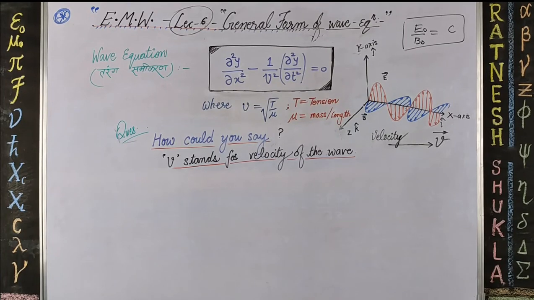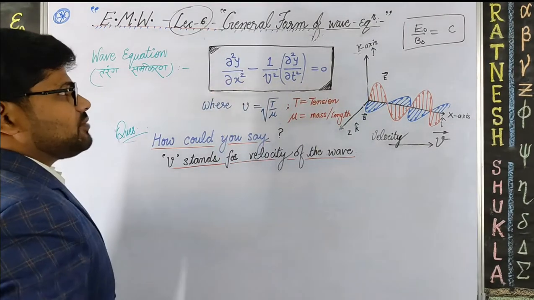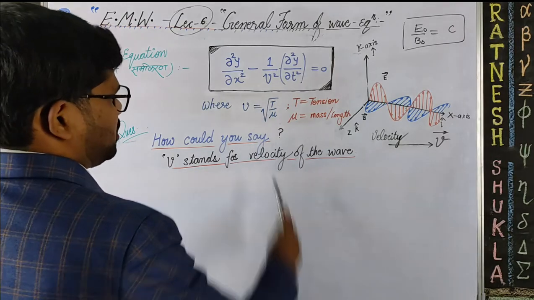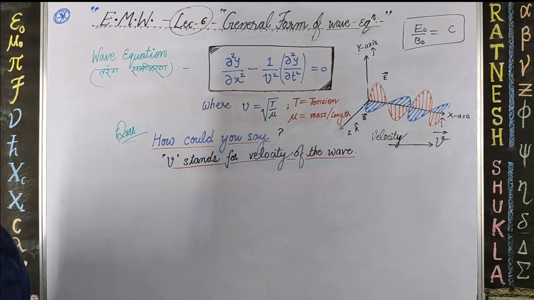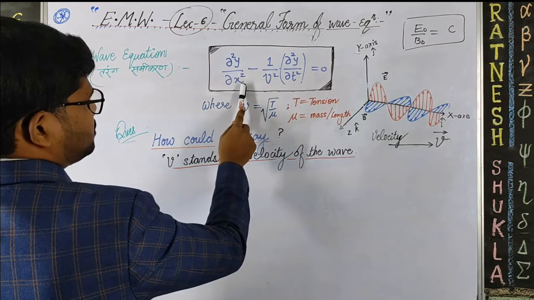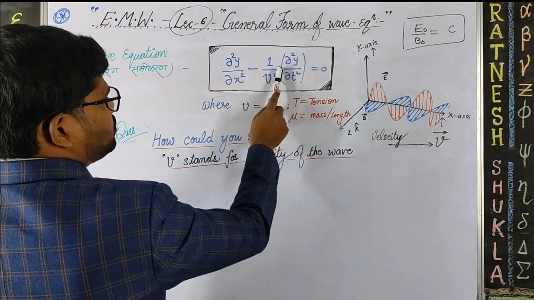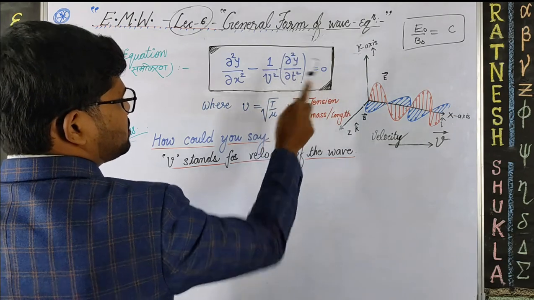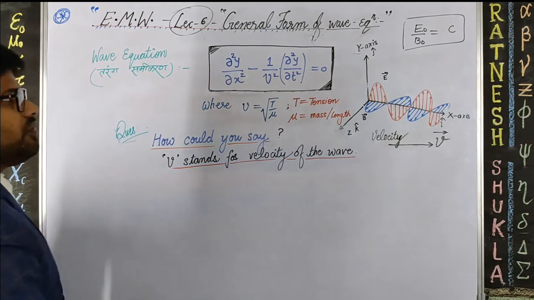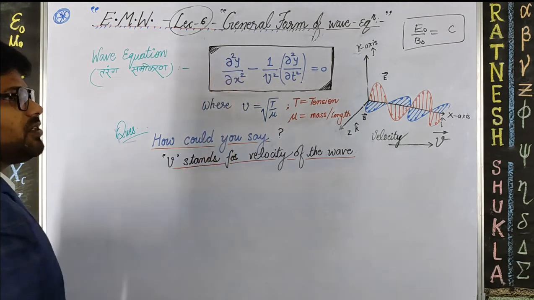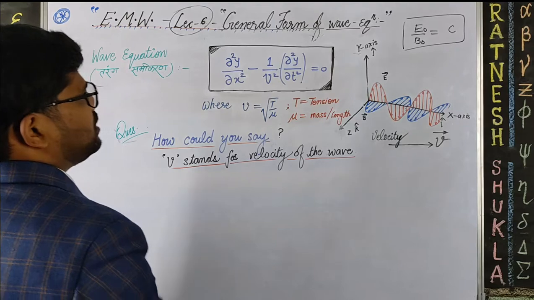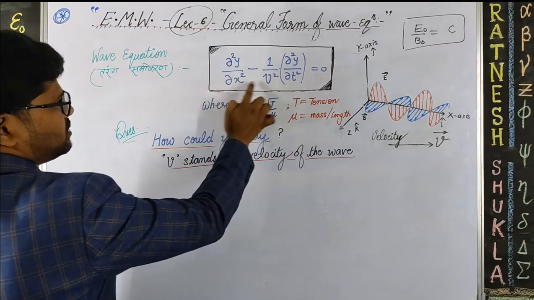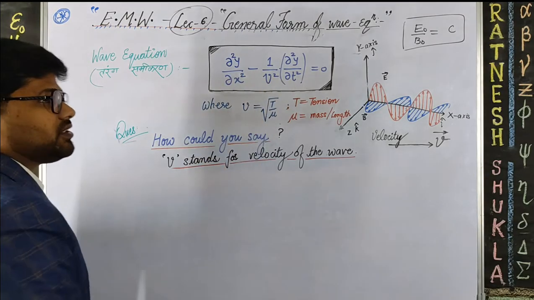Hello students, in the previous lecture we have seen the general form of the wave equation. तरंग गति का व्यापक समीकरण क्या था? d2y over dx square minus 1 upon v square into d2y over dt square equals 0, where y is the displacement of the wave from its mean position and y is dependent on x and t at any instant.